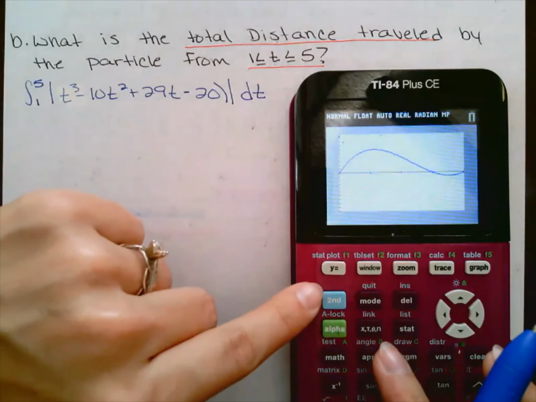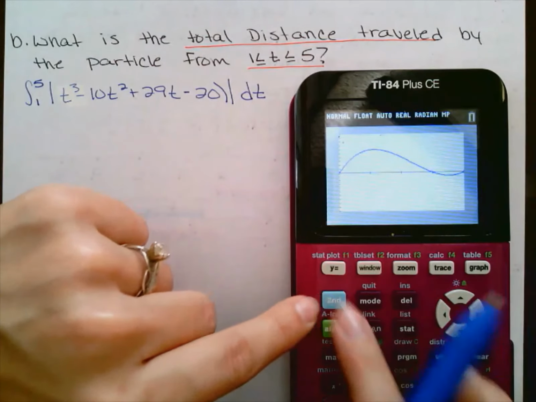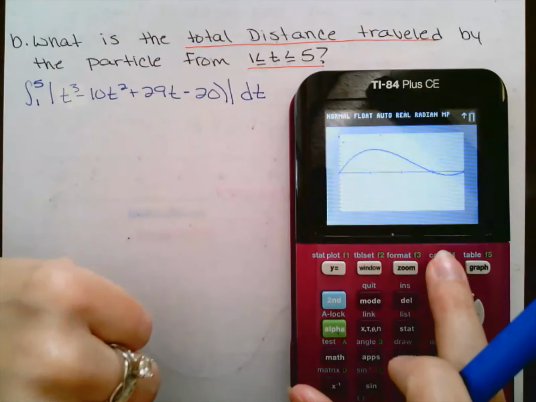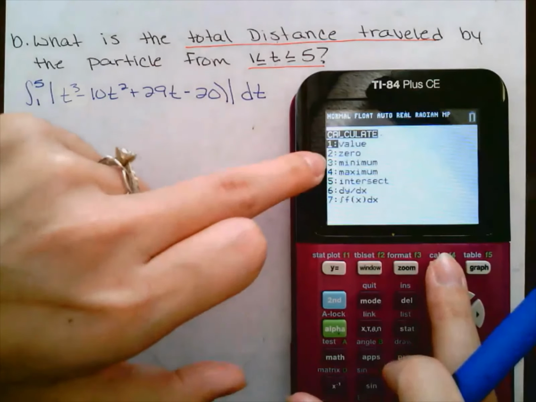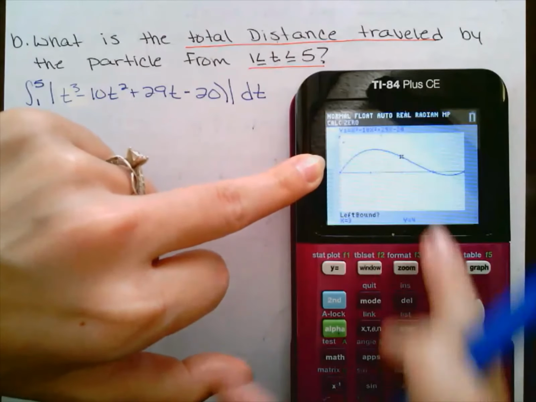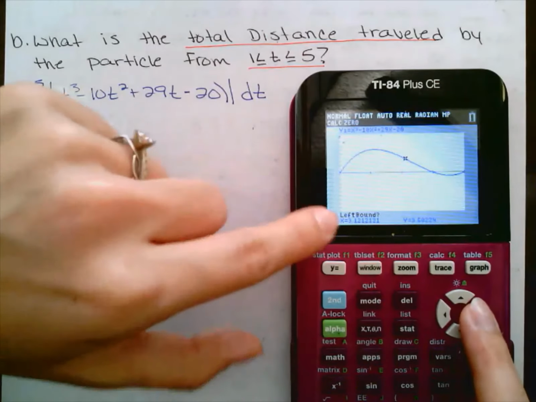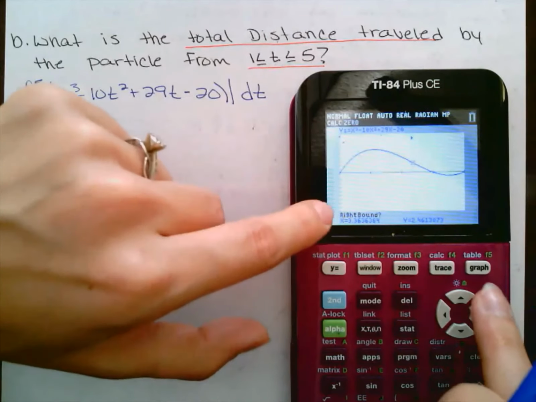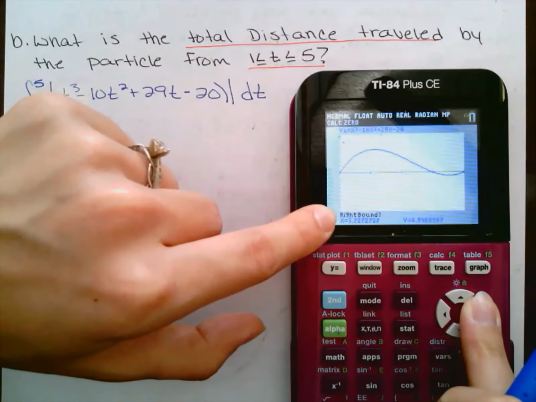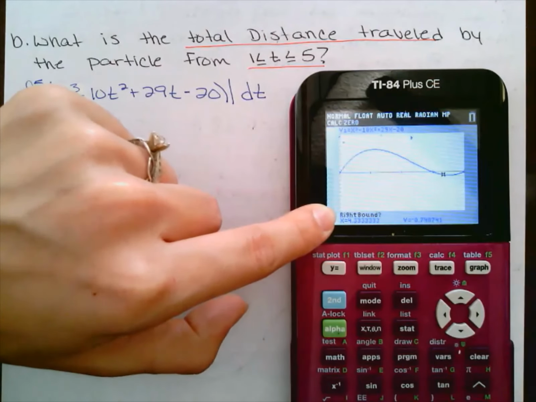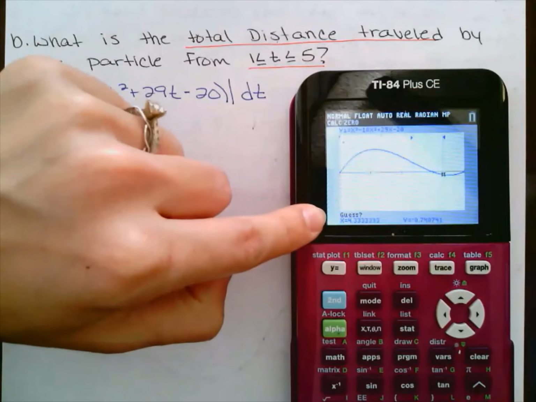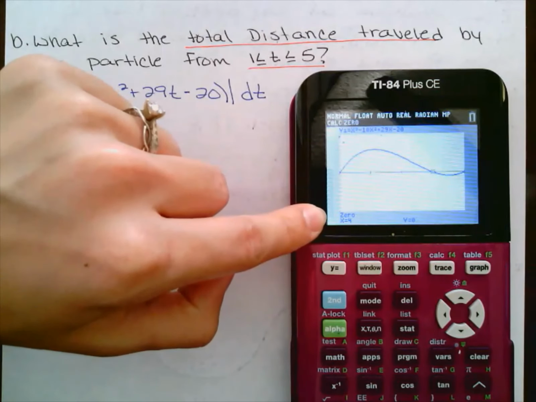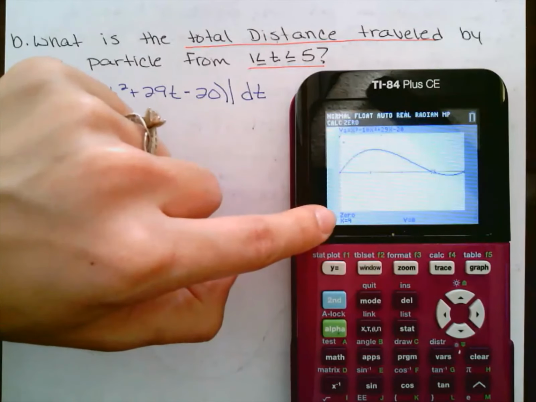So let's do second trace. It says calc up top. And I'm going to click 0 because I want to find when I hit that 0, when I hit that x-intercept. It asks for a left boundary. As long as you're to the left of it, press enter. Then it asks for a right boundary. As long as you're to the right of it, you're good. Press enter. And it asks, guess, please, yes, give me the answer. When you press enter, it says 0.